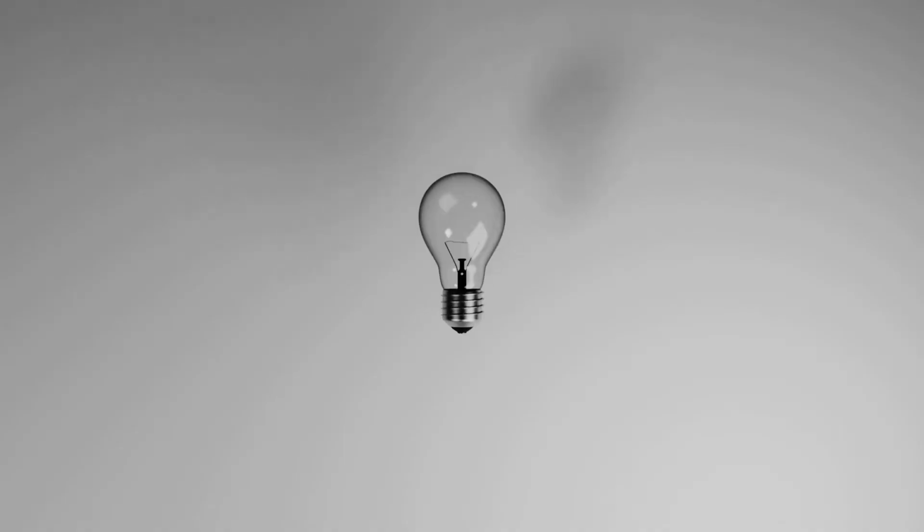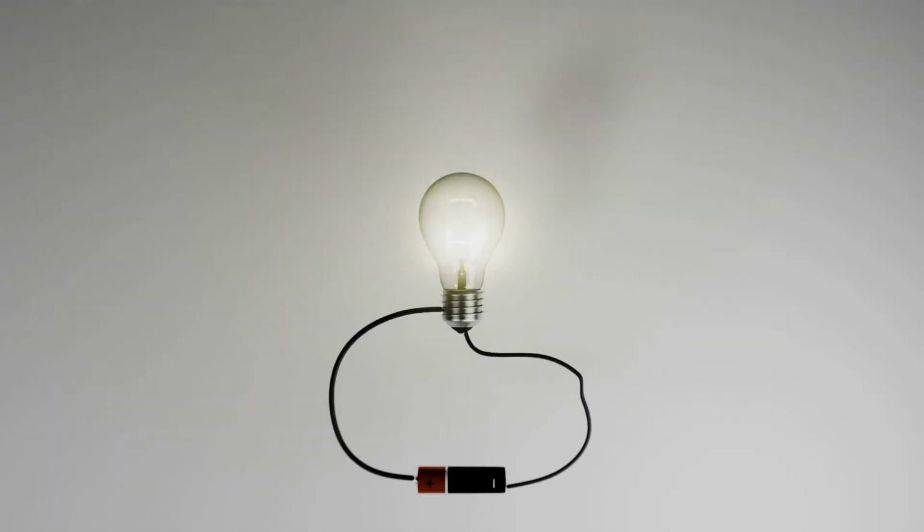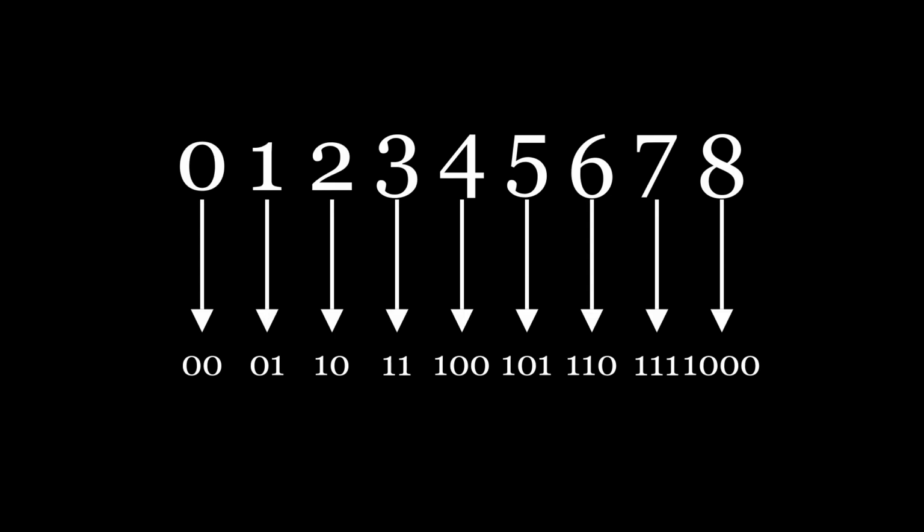You can imagine binary as a light bulb. When it's not on, it is called 0 or logic low. When it's on, it's called 1 or logic high. And 0 and 1 are all the numbers in binary. So in decimal there are 10 numbers, and in binary there are only 2.